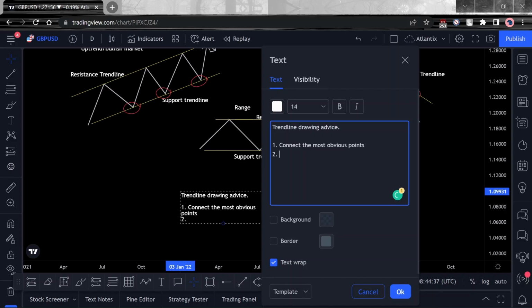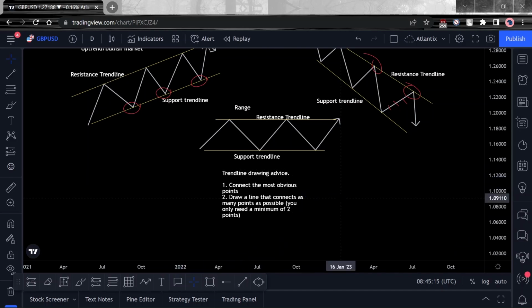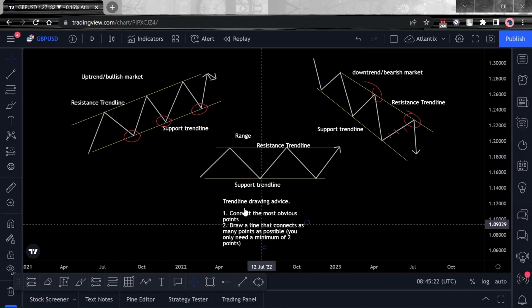Okay. Second, you need to draw a line that connects as many points as possible, and in brackets, you only need a minimum of 2 points. Okay, now with this one, what you need to understand is it's more advisable to draw a line that connects many points.